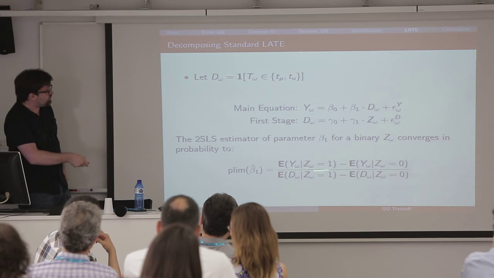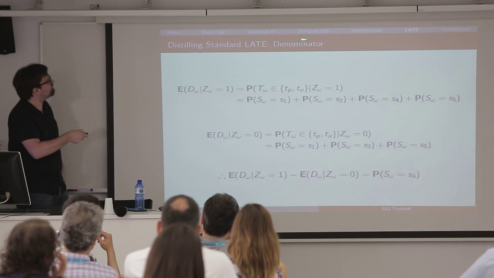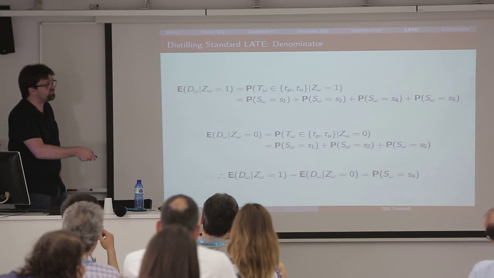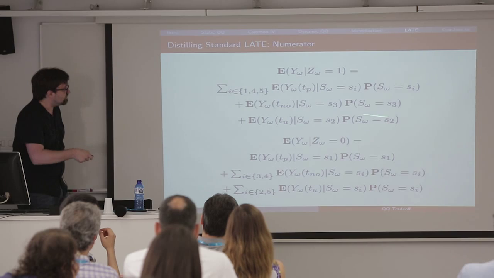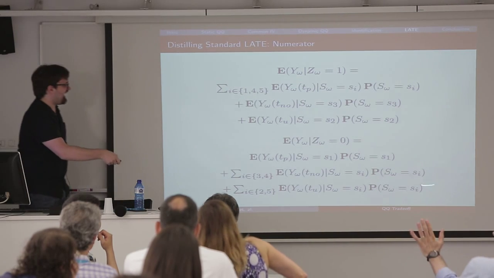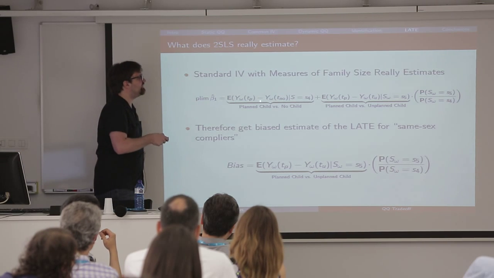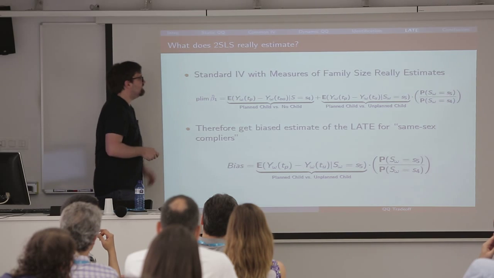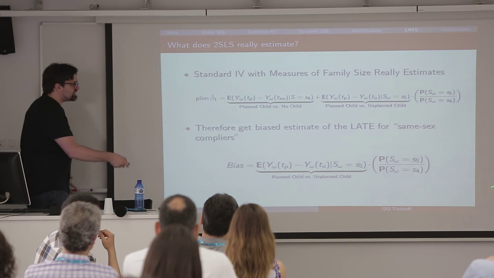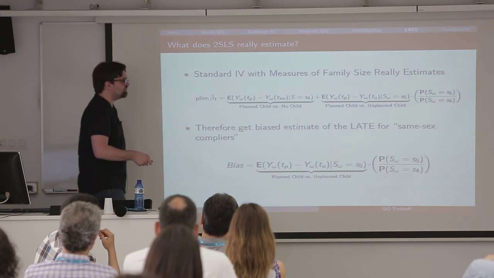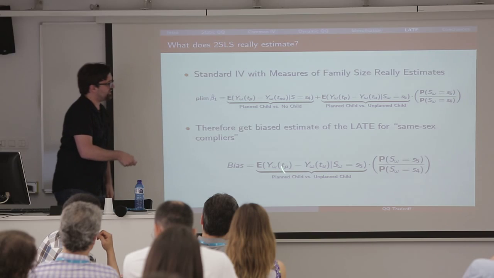And so what we're going to do is decompose that, because we know what the numerator and the denominator are under our structure of types. So we decompose the denominator and find out the denominator is the probability of type 4. And we decompose the numerator and find out that the numerator is the difference between this and this. So the bottom line is the standard LATE, you think you're getting only this, but you're getting this term as well. And the problem then is I can pass this to the left-hand side and say, well, then what's the bias? The bias is this thing. I told you this is 0.26, so the sign and size of this bias is going to boil down to what this number is.